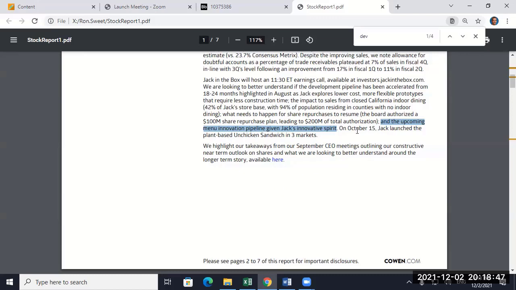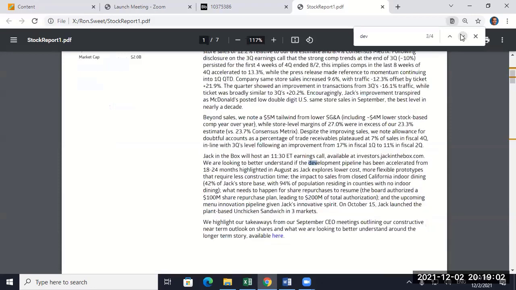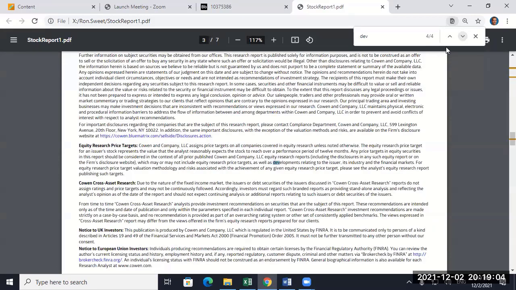I don't know. Jack launched the plant-based unchicken sandwich in 3 markets. What is that? Beyond Meat. All right, so they still haven't explained to me what this thing means, another product to their menu, as well as developments relating to the issuer.